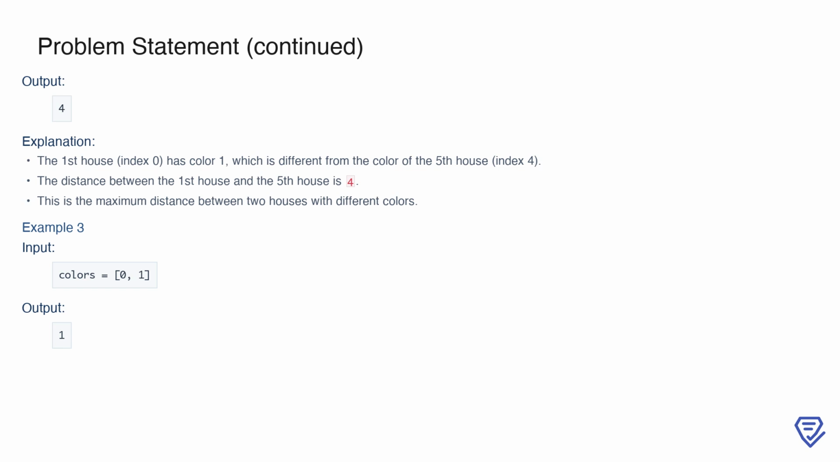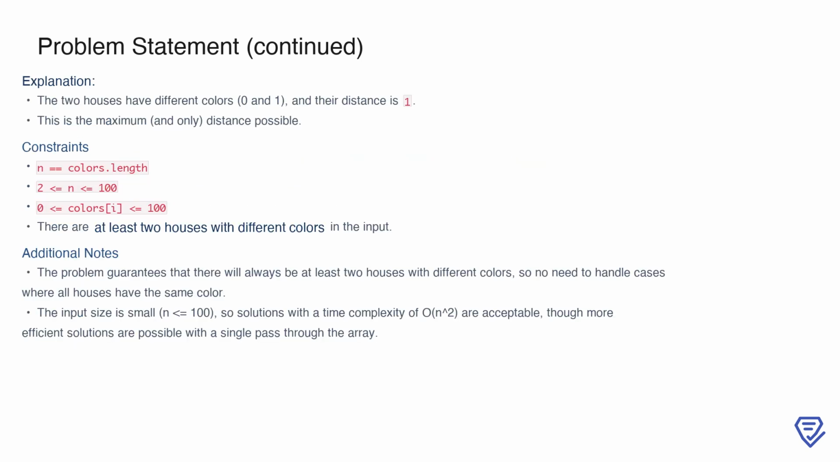Let's now consider one final example to solidify our understanding. For the third example, the input array is colors equals 0, 1. There are only two houses in this array, and they have different colors. The first house has the color 0, and the second house has the color 1. The distance between them is |1 - 0|, which equals 1. Since there are no other houses in the array, this is both the maximum and the only possible distance. The output in this case is 1.